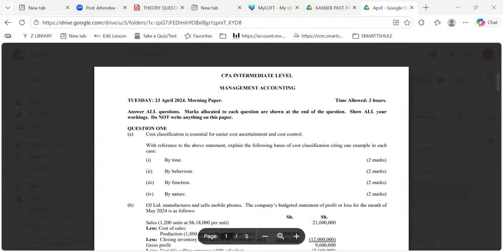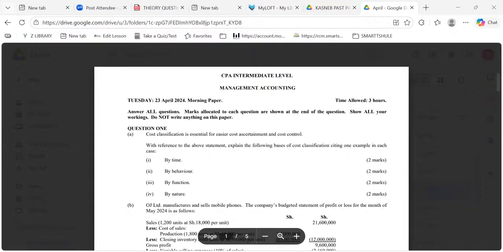Then the next one, can you now classify cost based on function? Classification of cost based on function. There are so many. Admin cost, finance cost, selling and distribution cost, production cost, prime cost, all those ones, right? So those are some of the classification of cost based on function.